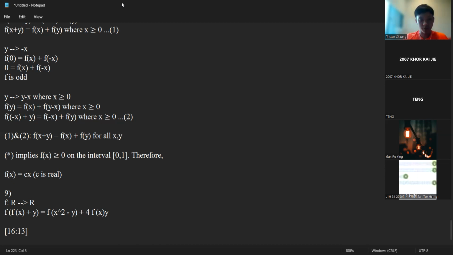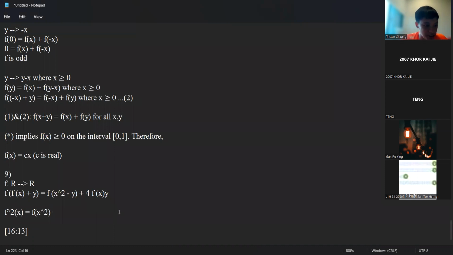Okay, so I got some ideas. If we put y equals 0, then we get f squared of x equals f(x) squared, which I think doesn't really help much. But this problem pinpoints a very important step, and once you get over that step, you are basically done. And the step is to notice that these two terms can be forcefully cancelled.